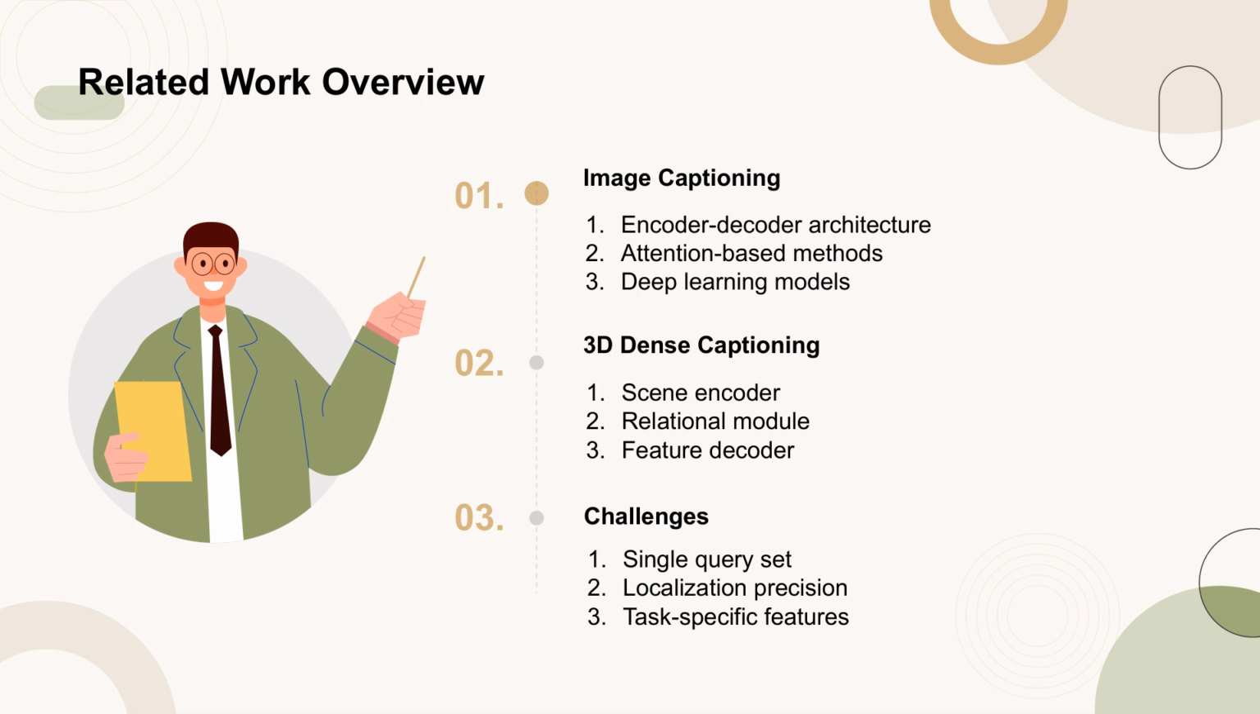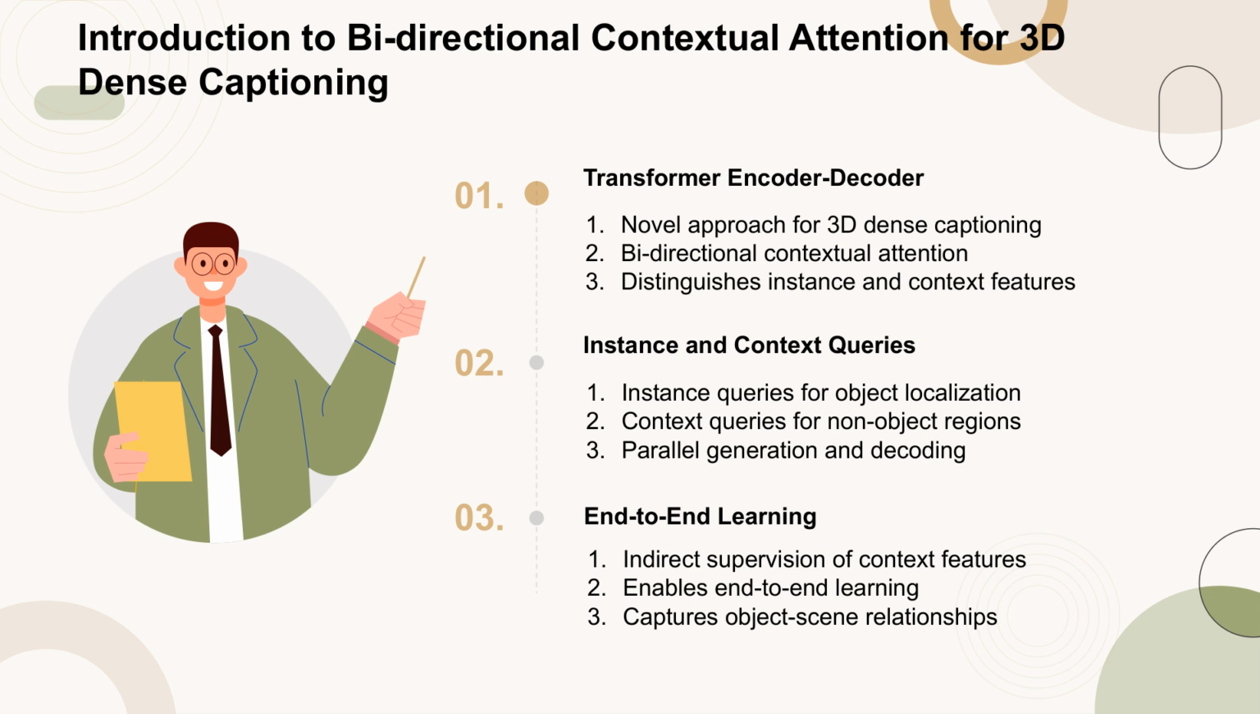Despite advancements, challenges remain, such as the use of a single query set for both localization and caption generation, which can lead to conflicts. Improvements like Vote2Cap-DTR++ aim to address these issues by decoupling queries, but performance is still dependent on precise object localization. The authors introduce a novel transformer encoder-decoder approach with bidirectional contextual attention for the task of 3D dense captioning. This approach is designed to distinguish between features for individual instances and context information between instances. By doing so, it indirectly supervises the context features to enable end-to-end learning alongside the instance features.